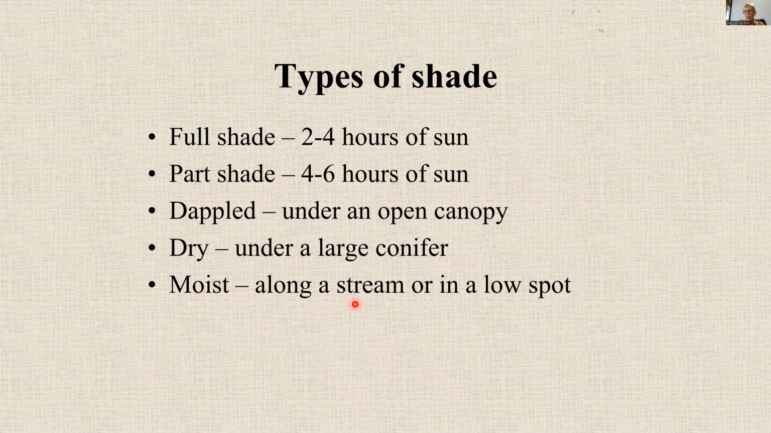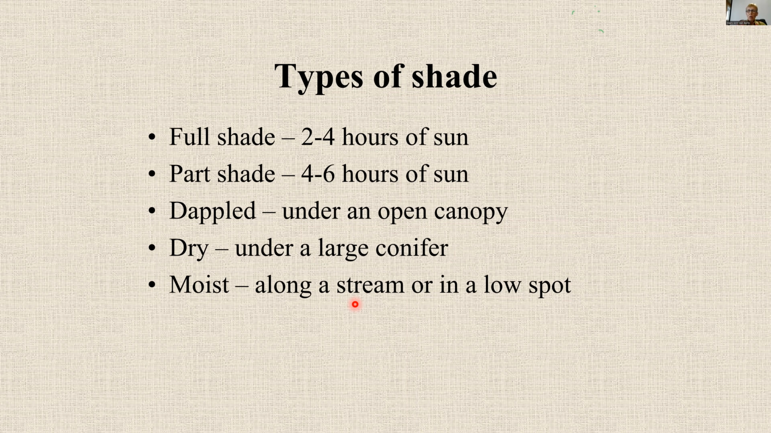Okay, when we talk about shade, the first thing we have to define is what types of shade there are. And of course, we know that's driven by how many hours of sun an area gets. So we have full shade, which would only be 2 to 4 hours of sun. Part shade, 4 to 6 hours of sun. Well, dappled shade, it's under an open canopy, so it could be 2 hours, could be 6 hours. It really depends how dense that canopy is. And you'd almost need a light meter to gauge that.